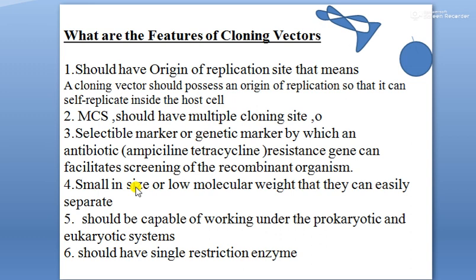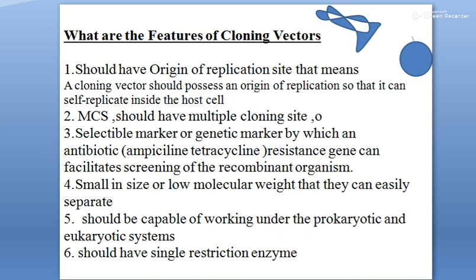Number five: it should be capable of working in prokaryotic and eukaryotic systems. That means vectors which have the capability of replicating in prokaryotic and eukaryotic cells are preferable for recombinant DNA technology, because when a vector can replicate in prokaryotes and eukaryotes, there is a choice. We can use prokaryotic cells, we can also use eukaryotic cells. We can make our choice, right?